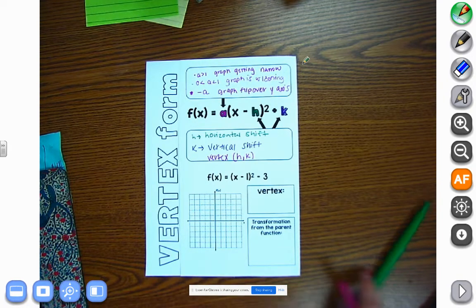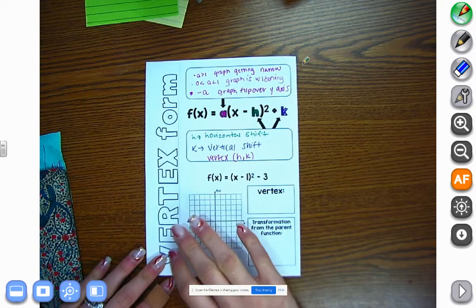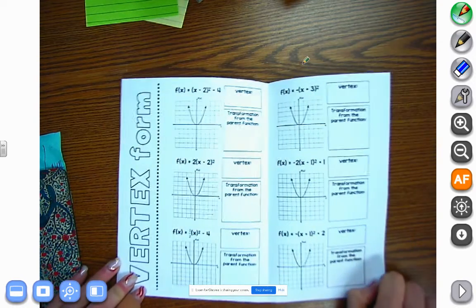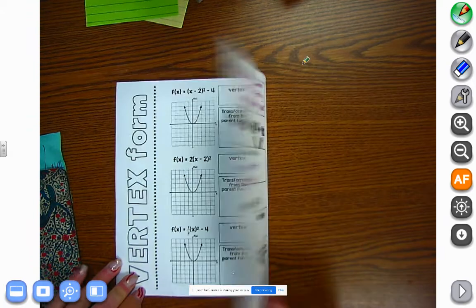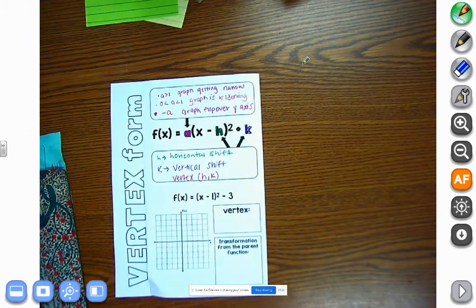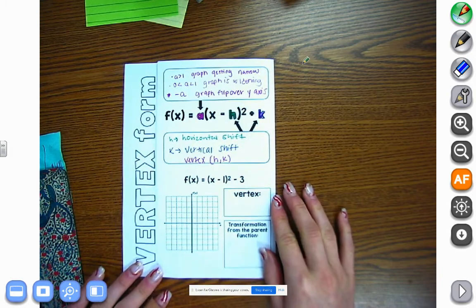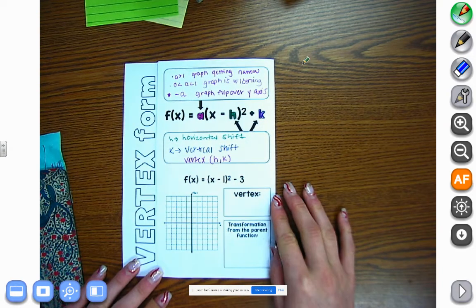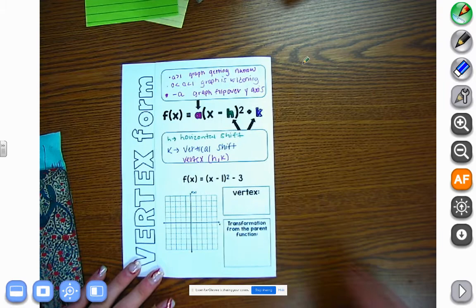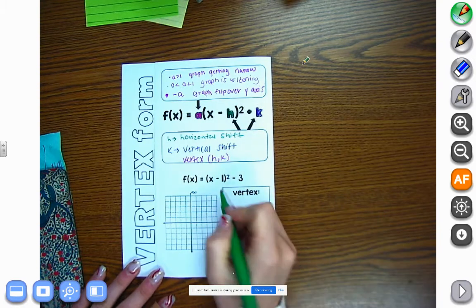If you look at the example below, this is an example of what you're going to be doing on the inside of your foldable. So we're going to do this example out here together, and then you're going to fill in the inside of this foldable. So looking at our equation that we have, we can pull out our vertex, (H, K).